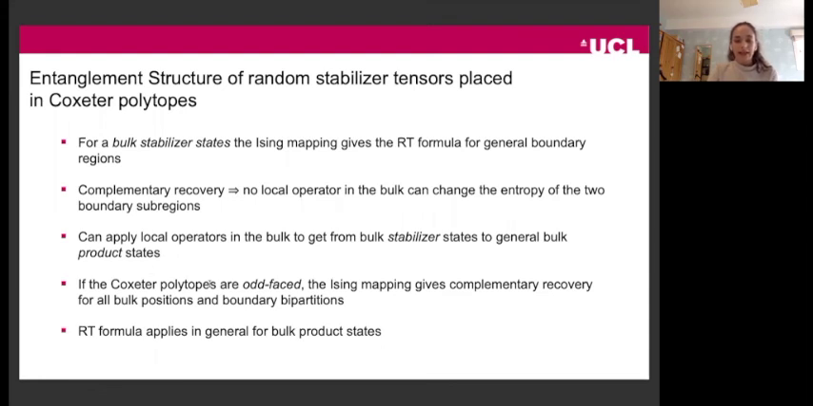So looking at the limiting case, we could see that if we place an extra constraint on the Coxeter polytopes that they have to be odd-faced, then this Ising mapping technique gives complementary recovery for all bulk positions and boundary partitions. So removing the pathological regions that you could choose, there are no pathological regions, and it is true in general. So since we now have complementary recovery, we're allowed to apply local operators and see that the Ryu-Takayanagi formula is going to apply in general for bulk product states.